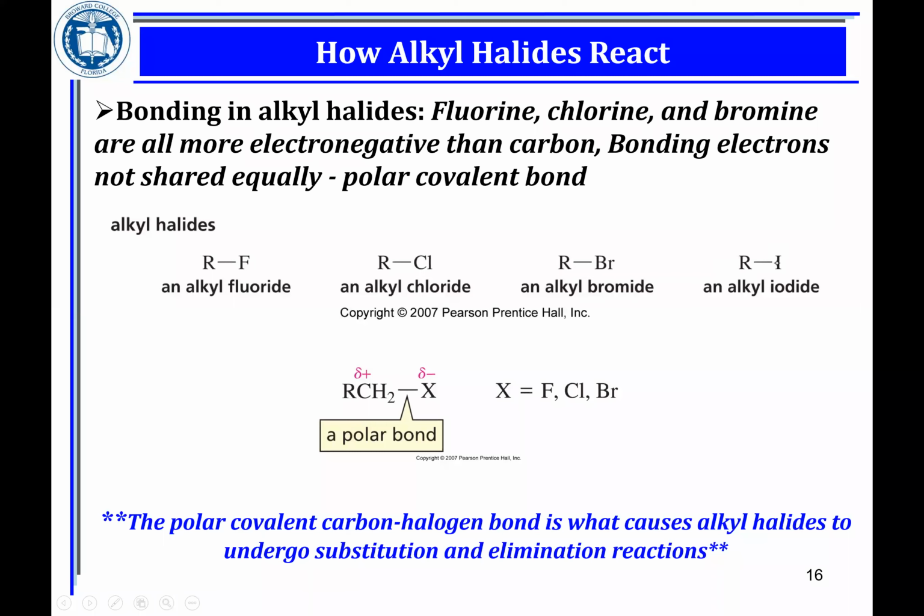If we have a choice of iodine, bromine, Cl, and fluorine, all of these X's are considered leaving groups. Which one do you think is a better leaving group? Chlorine or bromine? Which one is the better leaving group? Probably bromine.